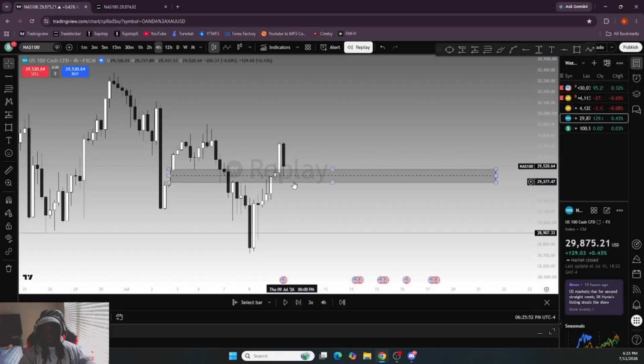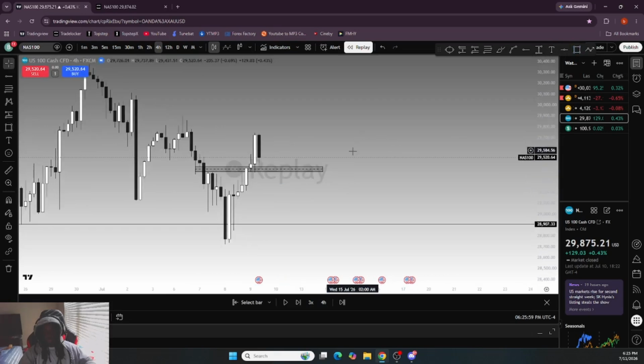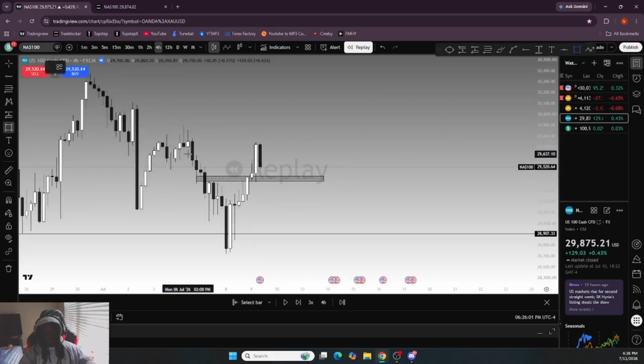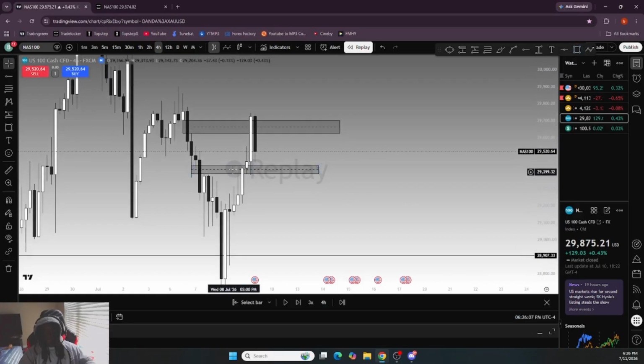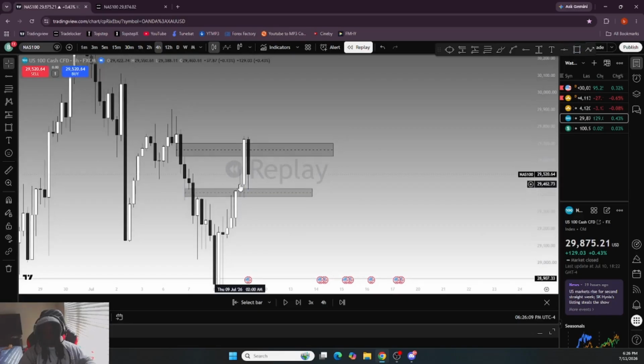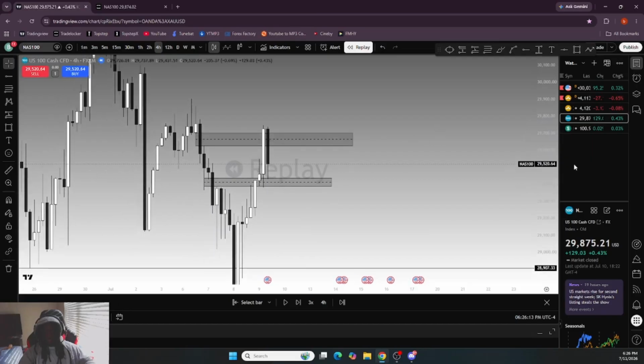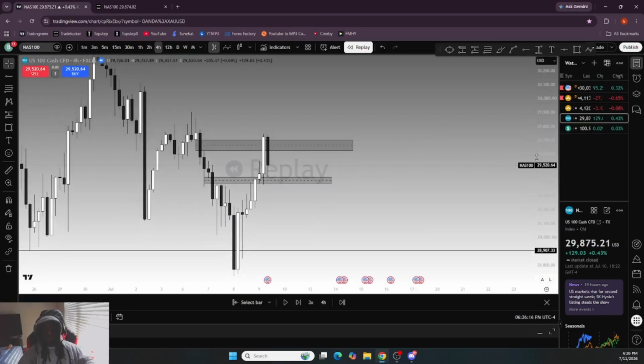What do we see? We see that we got this 4 hour bearish FVG right here, and we got another 4 hour bearish FVG right here. What did price end up doing? Price ended up disrespecting both of these FVGs. Price came and closed above this FVG, and it also closed above this FVG. That's giving me more support to my bullish theory.